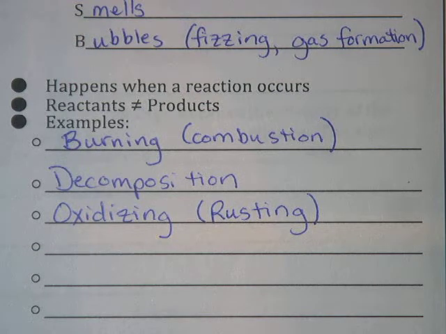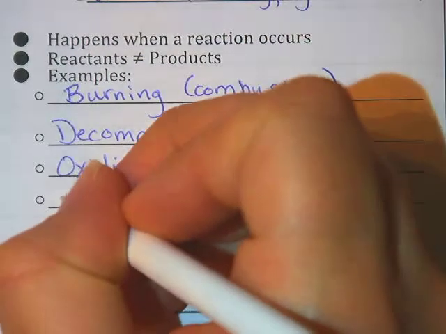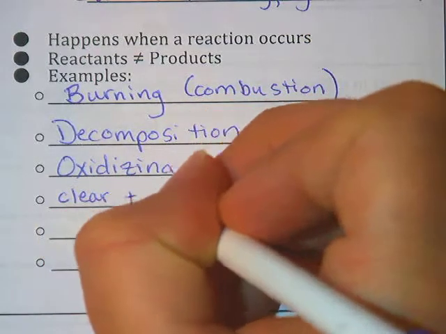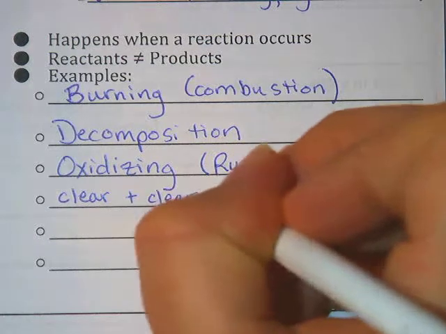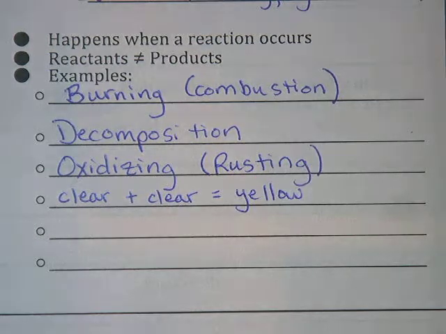And then, of course, when we talk about unexpected color changes, that would be like, for instance, if I mix together a clear thing and another clear thing, and suddenly I've got something yellow. That's an unexpected color change. That tells me that a chemical change is happening. Or if I mixed together red and yellow and instead of getting orange I got purple, that would be unexpected. That would tell me a chemical change was happening.